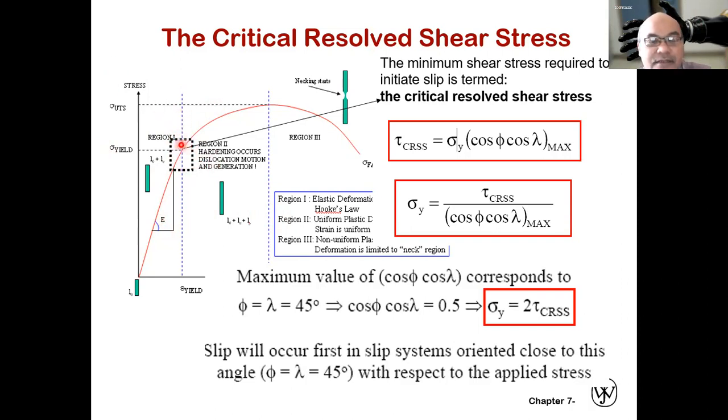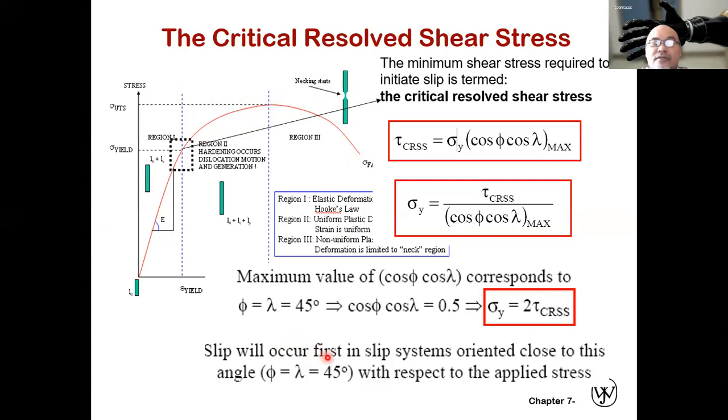Then at this point where the yield strength occurs, this is region 1. The hardening occurs, the dislocation motion is generated. This is where you will start to have plastic deformation. Then after that, when the strain is beyond the ultimate tensile strength, you will have necking. Necking will occur and eventually it will break.